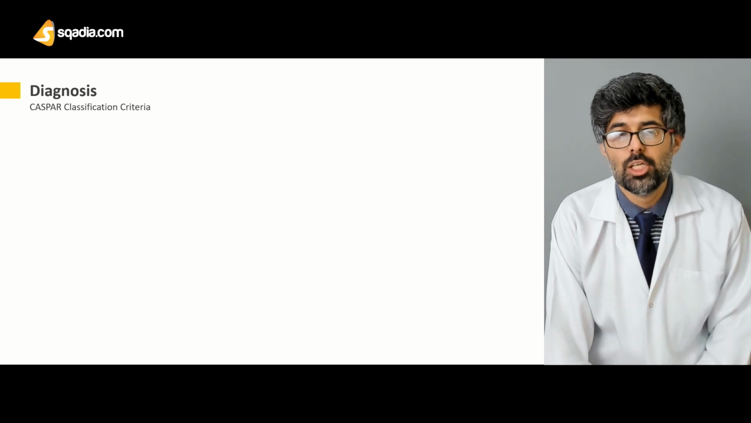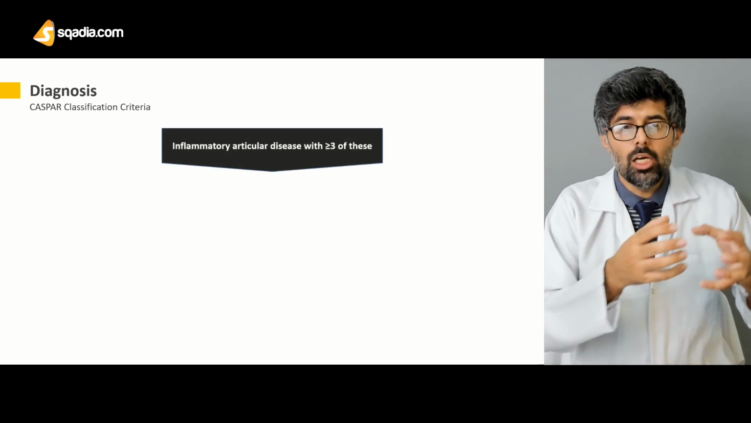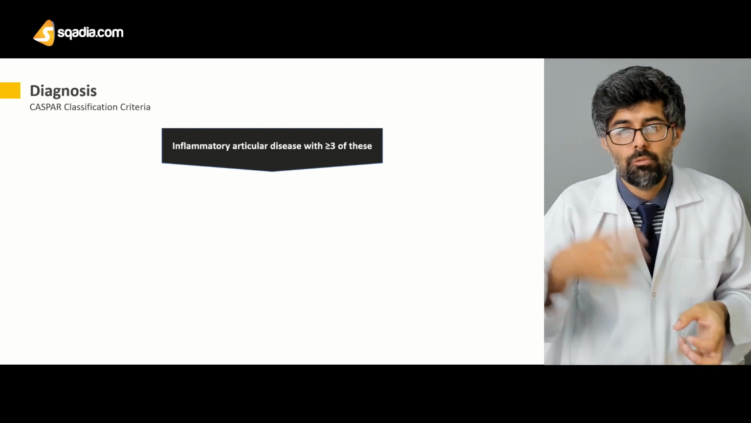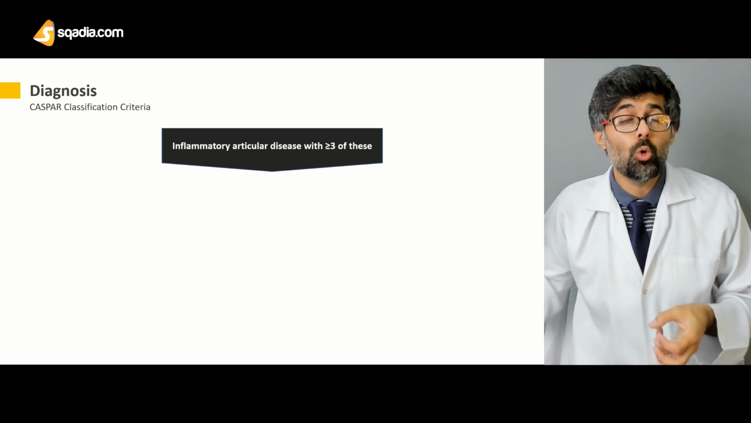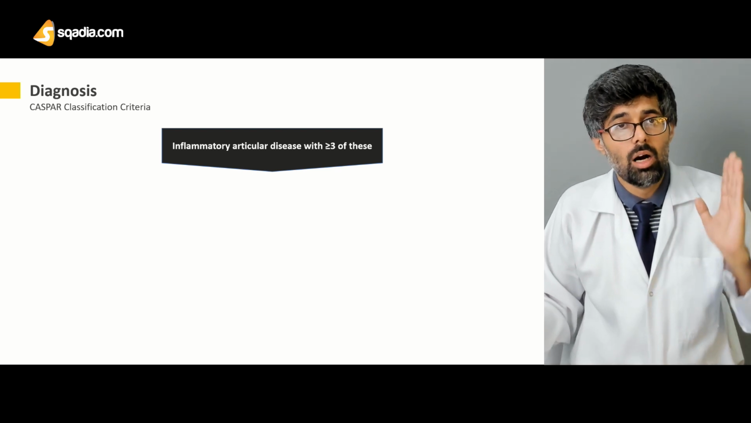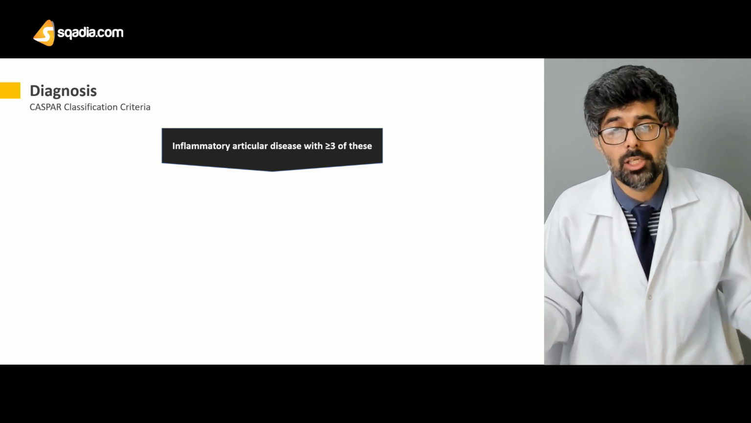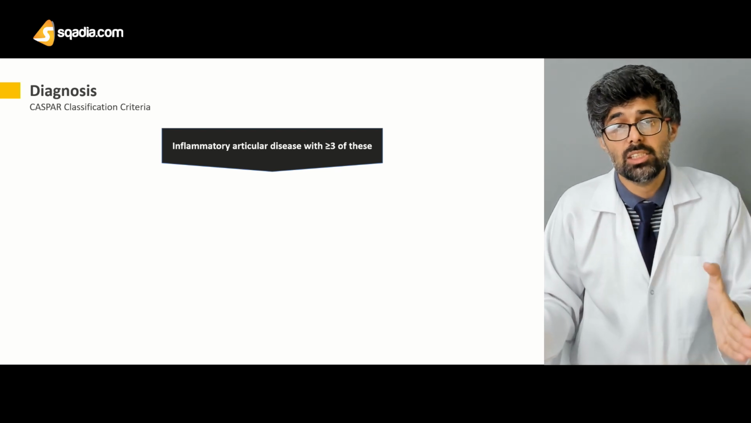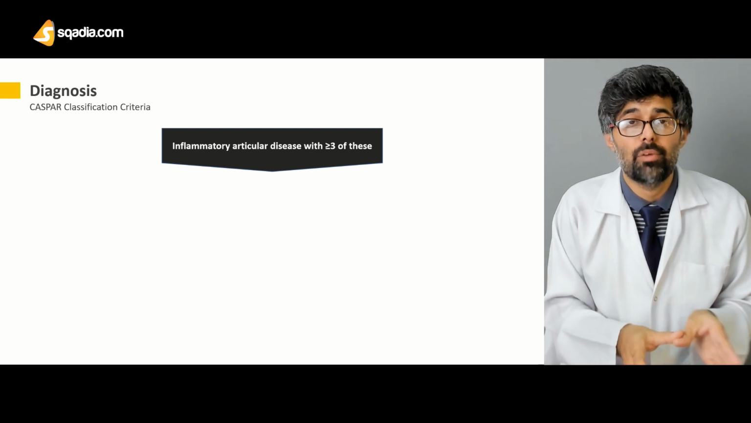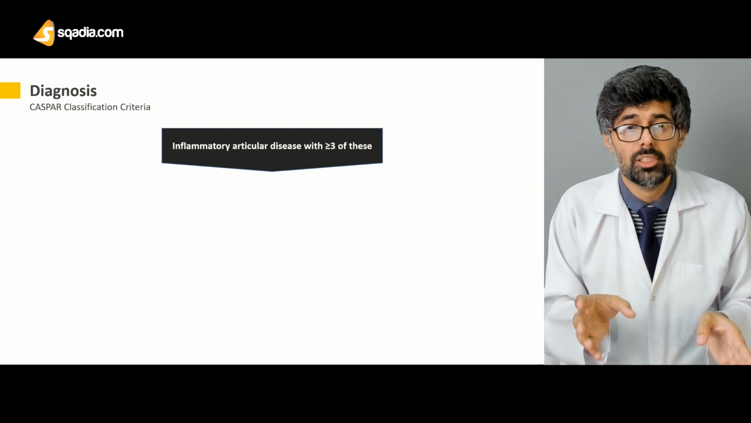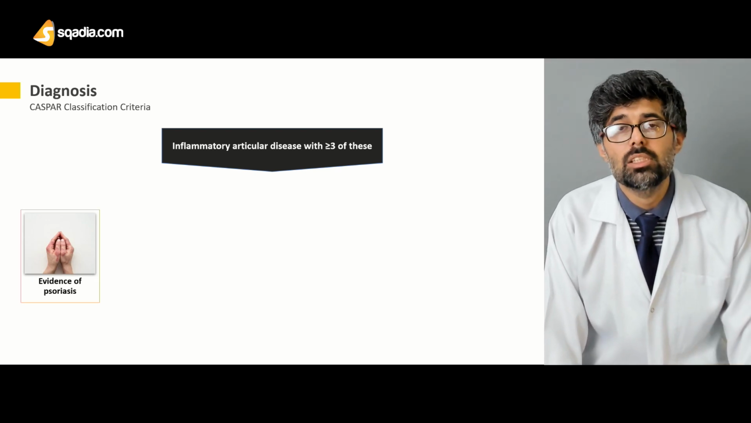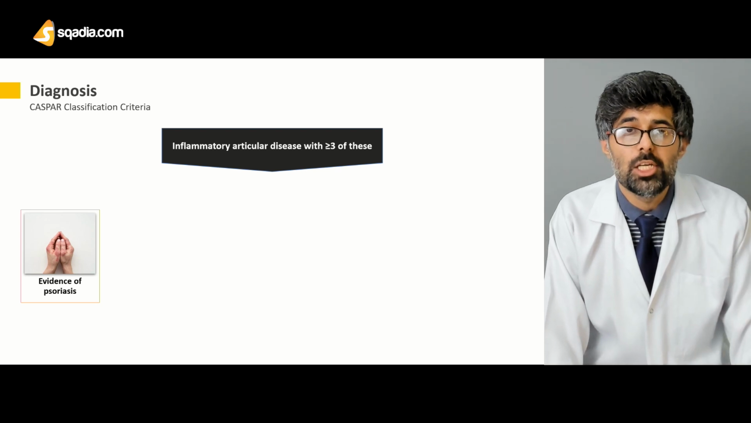The CASPAR classification criteria states that you need to have some kind of inflammatory articular disease with three or more of these symptoms. So if you have an inflammatory arthritis or articular disease with three of these things, you can easily confirm via the guidelines that this patient is suffering from psoriatic spondyloarthritis. Now, these symptoms can be the direct evidence of psoriasis on physical examination.